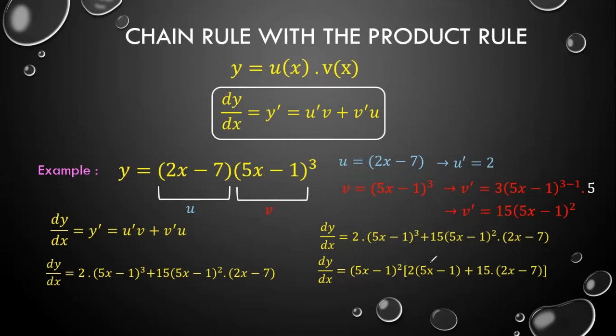Okay, now we have 5x minus 1 squared. You can simplify. In the parentheses is 2 here, 5x minus 1 only, right? Single one. And then 5x minus 1 squared for the right side is 15 here, and 2x minus 7 here. Is it clear to you how to distribute this equation to make it simple, right?